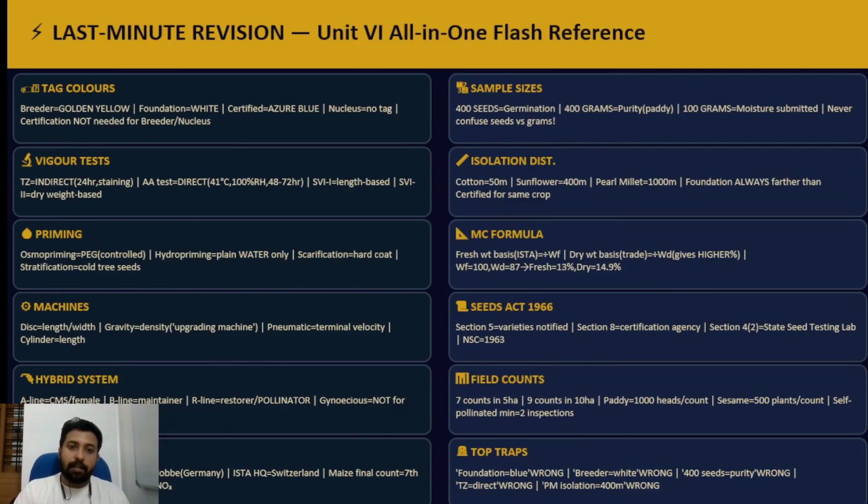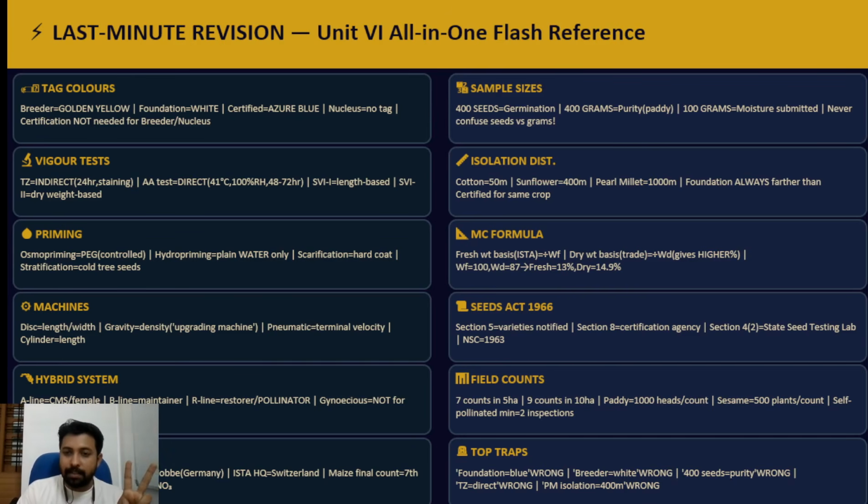Right. And finally, before concluding, we will just once more see the important points. Vigor test, color of the tags of different crops, different types of seeds, priming, the different kinds of priming, machineries and their uses, hybrid system. We already discussed this in the plant breeding crop improvement unit also, that is also very important. ISTA standards, sampling size, isolation distance, and the different objectionable weeds and other contaminants. Then moisture percentage and other formula-related simple direct questions. Dry weight basis, wet weight basis based simple formulas.